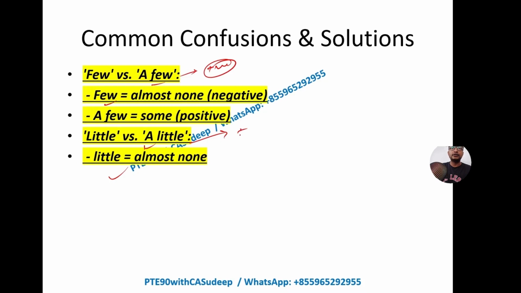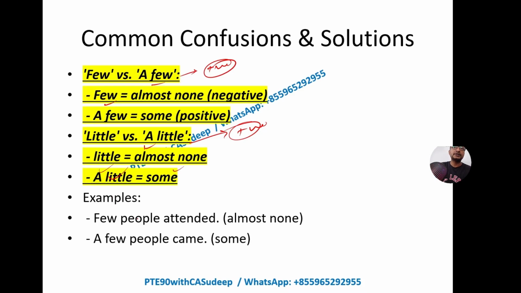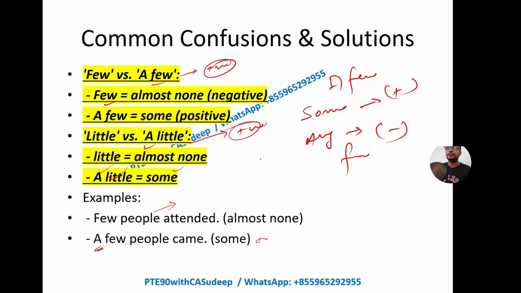And then again, "a little" and "little". "A little" is again, if you expect the positive outcome, then you put "a little". And if you put only "little", that's almost none, right? So for example, "few people attended" means almost no one attended. "A few people attended" means some came. So remember, "any" is negative and "some" is kind of positive. Similarly, "a few" is positive, "few" is negative. Okay, "a little" is positive, "little" is negative.